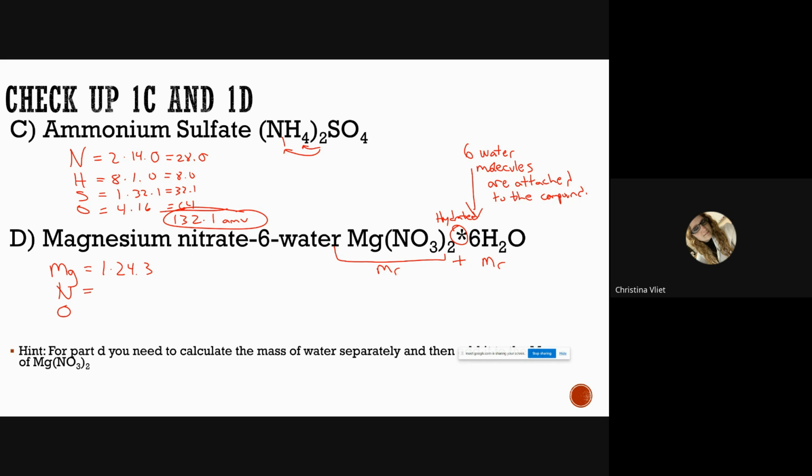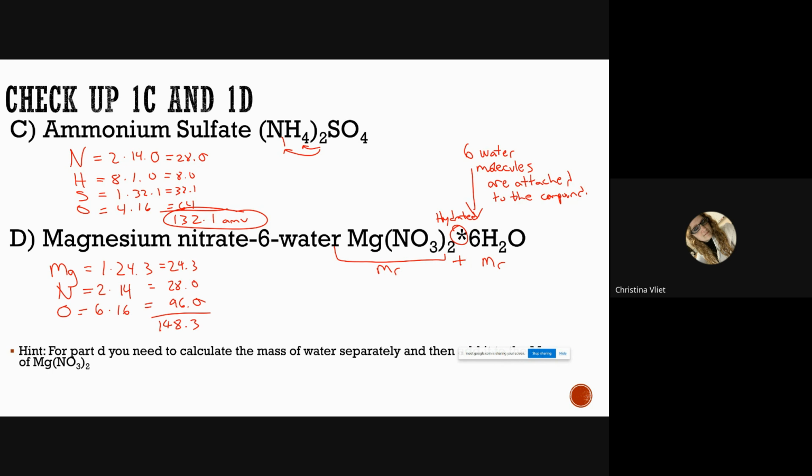And I'm just writing this out just to show you the steps, but you can literally just enter this in your calculator. You get the right answer, as long as you don't punch in any numbers wrong. How many oxygens should be in magnesium nitrate? 6. 6 times 16 is 96. So the mass of all the elements for magnesium nitrate is 148.3.